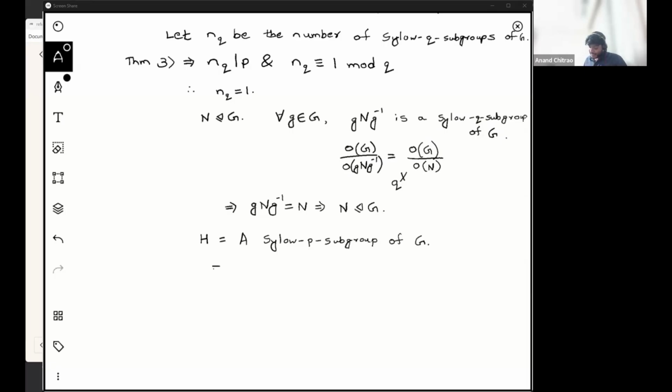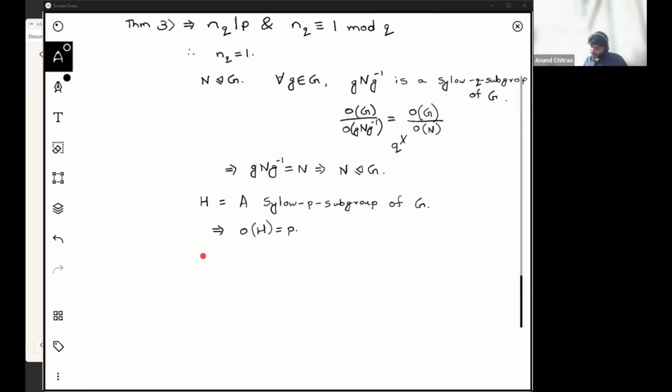So this implies the order of H equals P. Now, what's the order of HN? Note that N is a normal subgroup and H is any arbitrary subgroup. Therefore, HN is a subgroup of G. You can show this happens. What's the order of HN?